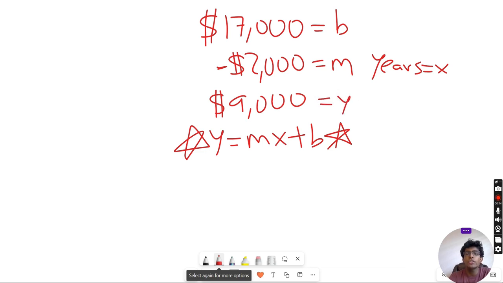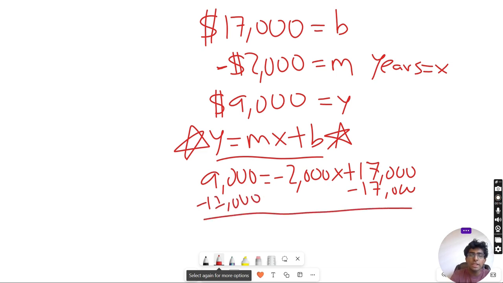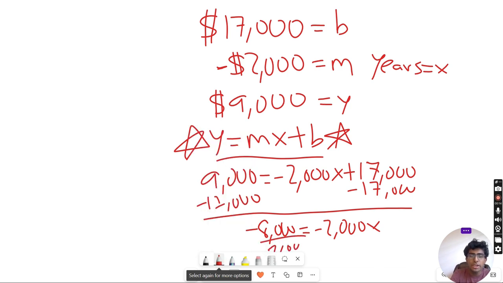So if we plug our values into this linear equation, we have 9,000 equals negative 2,000x plus 17,000. Let me write the 7 a little better. Okay, 17,000. So now we just need to do what we've been doing for solving linear equations. We're going to subtract 17,000 from both sides to get x by itself. When we do that, we get negative 8,000 equals negative 2,000x. And finally, to get x by itself, we are going to divide by negative 2,000.